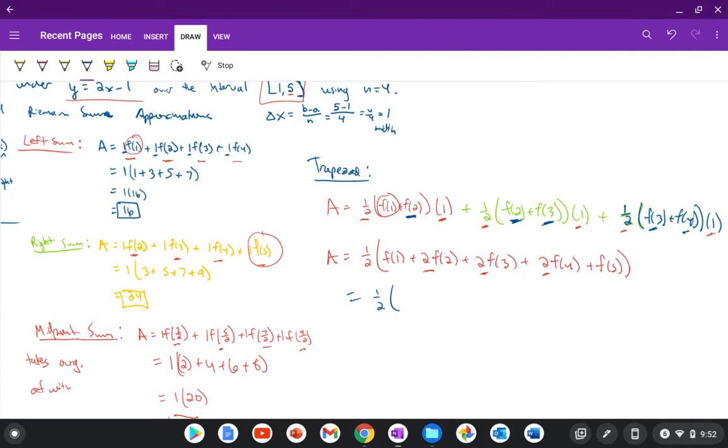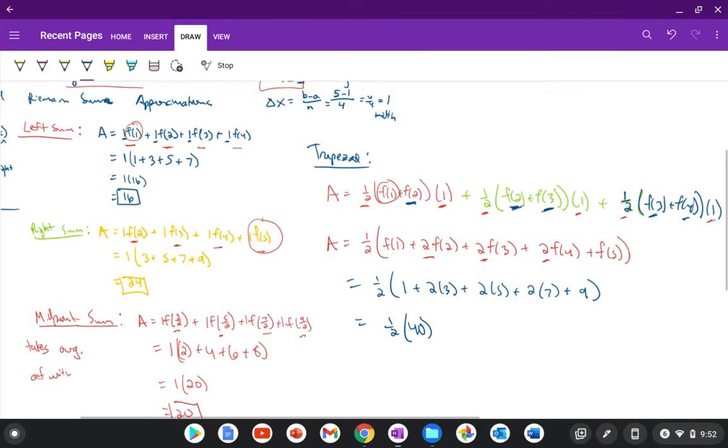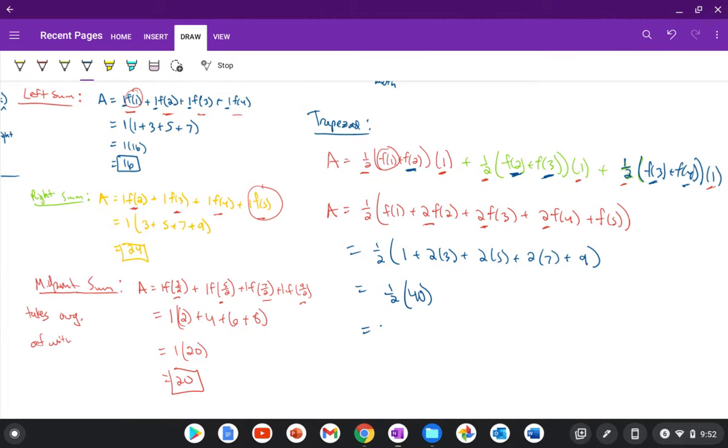1/2 times f of 1, which was 1, plus 2 times f of 2, which is 3, plus 2 times f of 3, which is 5, plus 2 times f of 4, which is 7, plus f of 5, which is 9. So we'll do all that. 1/2 times 6 plus 10 is 16, 17, 21, 31. So we get 40. Yep. So 1/2 times 40, which is 20. All right. So that would be our trapezoidal approximation.